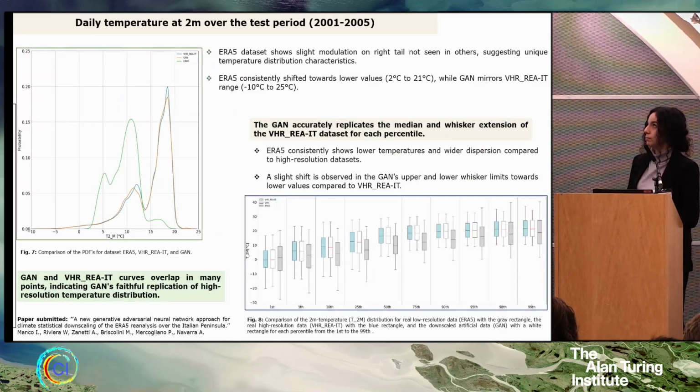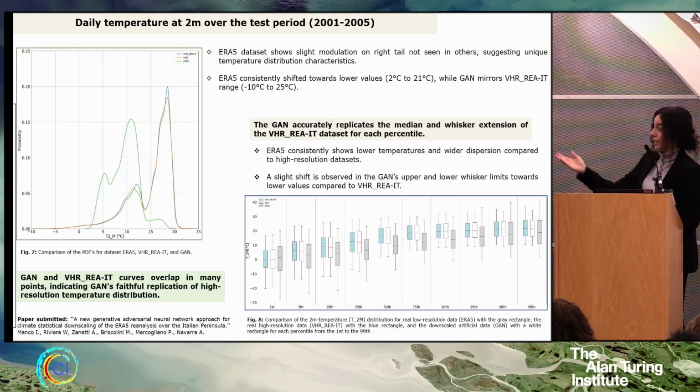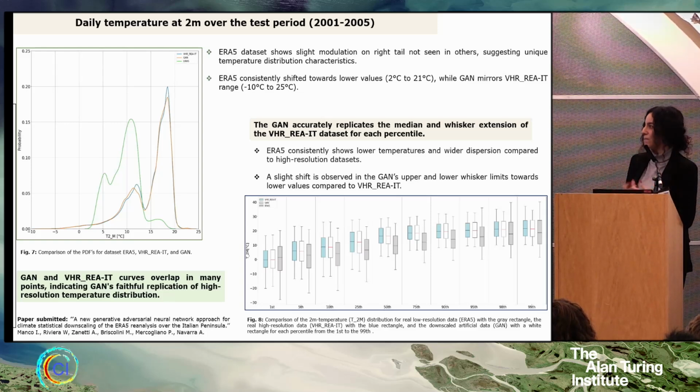If you have more complex results, we can look at the probability density function for the distribution and extreme values. And in this way, we complete the analysis for this variable.